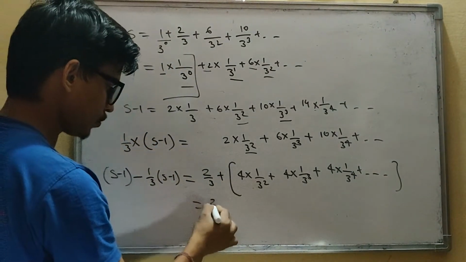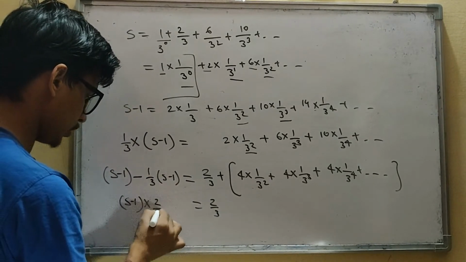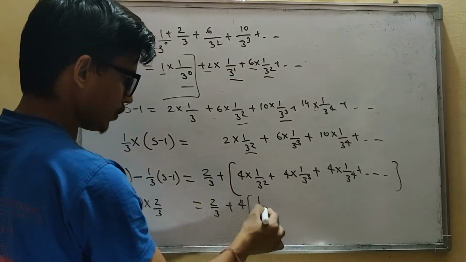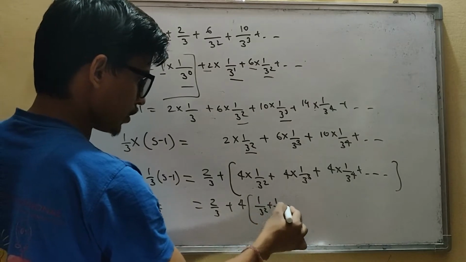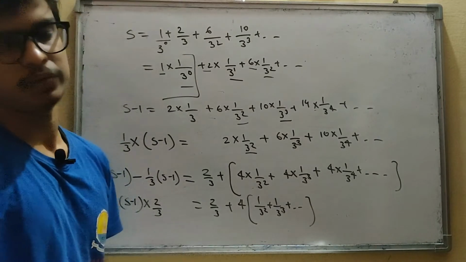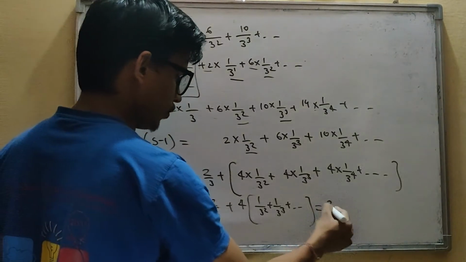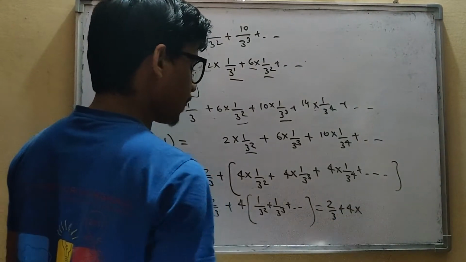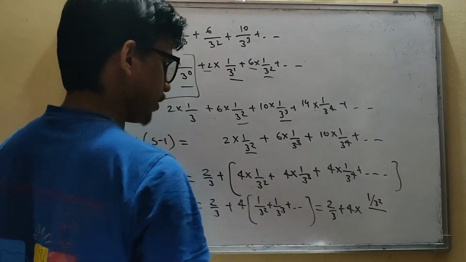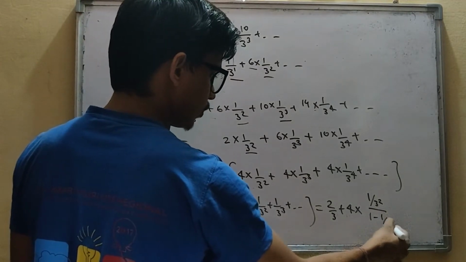Now take 4 as a common, so 2 upon 3, and after subtracting, it is going to be s minus 1 into 2 upon 3, and 2 upon 3 plus 4 as a common, 1 upon 3 square plus 1 upon 3 cube plus, and so on, right? So it is a GP of infinite sum. So what is the formula for that? Sum of infinite GP, a upon 1 minus r. So this is going to be 2 upon 3 plus 4 into sum of infinite GP. What is a? a is 1 upon 3 square, right? And this is going to be 1 minus r. So what is r? r is 1 upon 3.